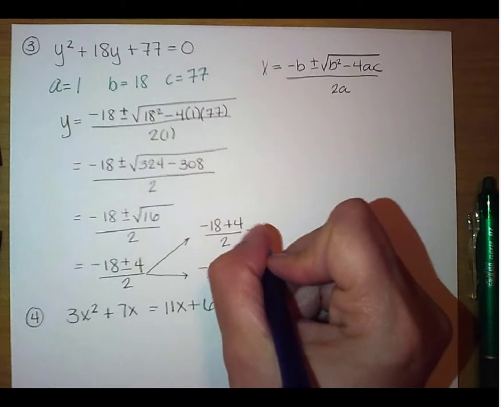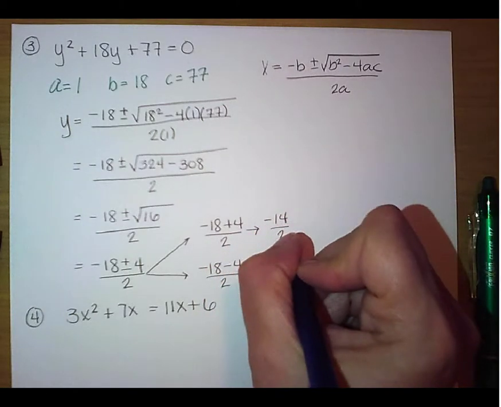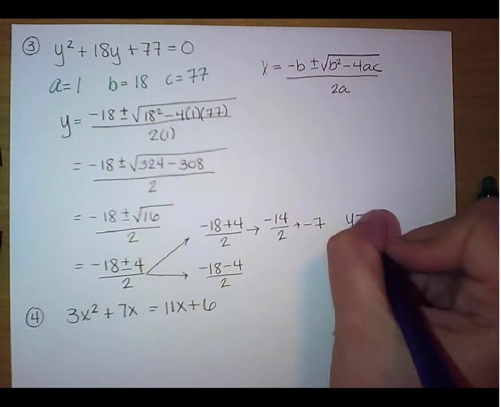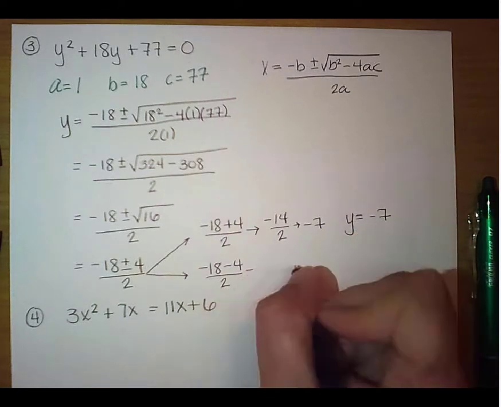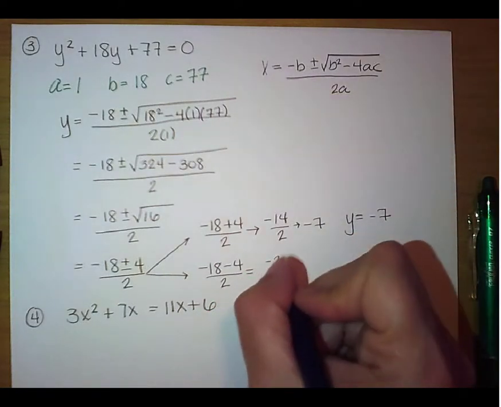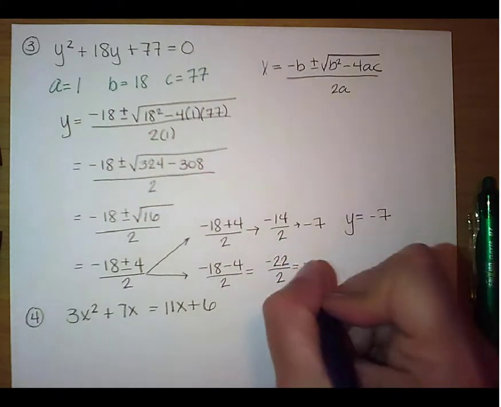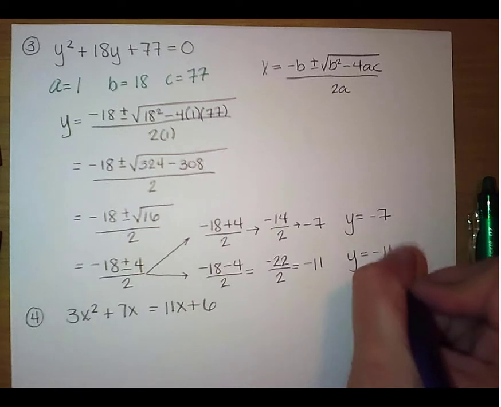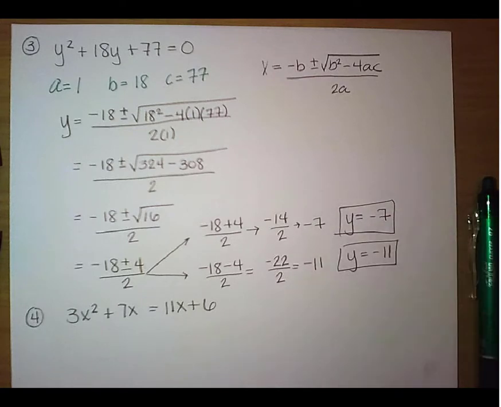So this particular one is going to give us negative 14 divided by 2, which is going to give us negative 7. So we can say that y is equal to negative 7. This one here is going to give us negative 22 divided by 2, and that's going to give us negative 11. So we would say that y is equal to negative 11. And these would be our two distinct answers.